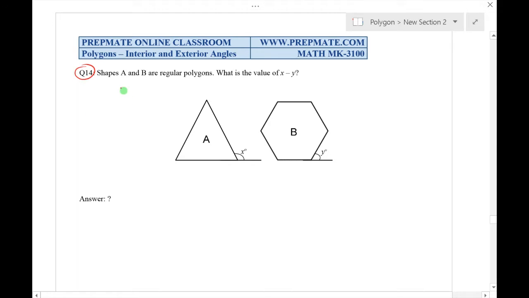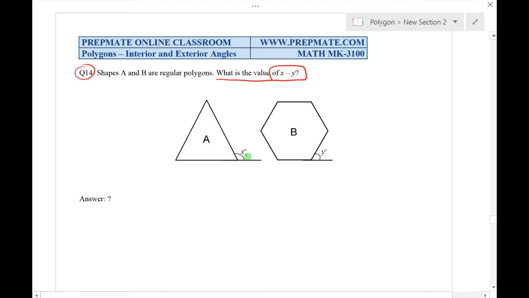Question number 14. Shapes A and B are regular polygons. Beautiful. So a three-sided regular polygon is an equilateral triangle, and a six-sided polygon is a hexagon. Okay. What is the value of x minus y?